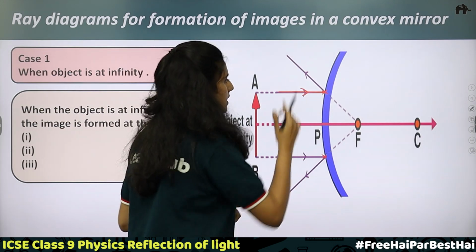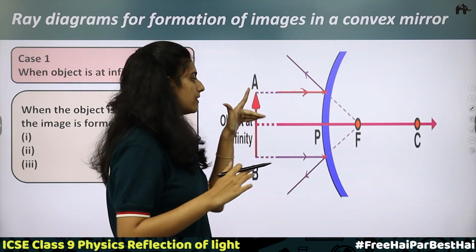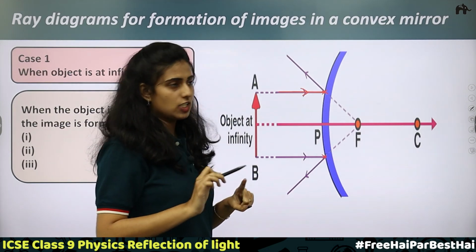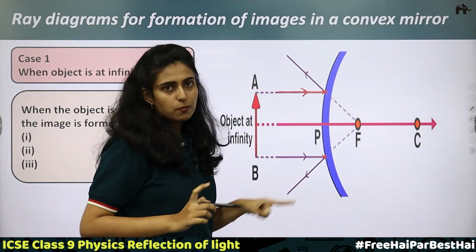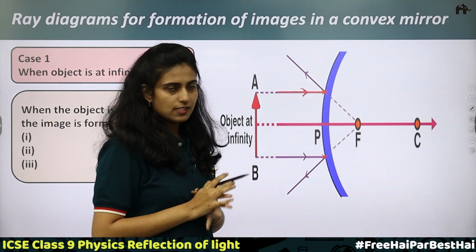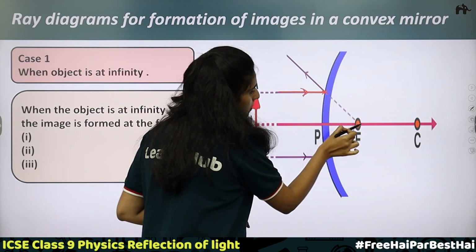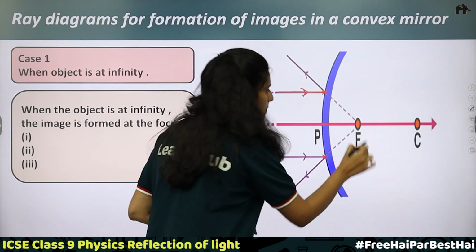So what is happening in case of a convex mirror? A light ray which is parallel to the principal axis of a convex mirror, after reflection, appears to diverge from a point on the principal axis. This point is called the principal focus. Yes, we know this. So here it appears to come from a point on the principal axis, which is the principal focus.